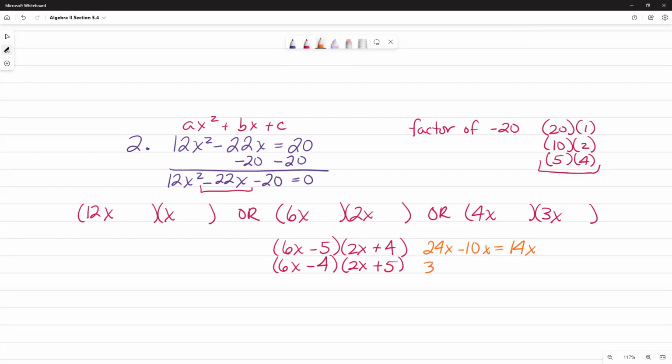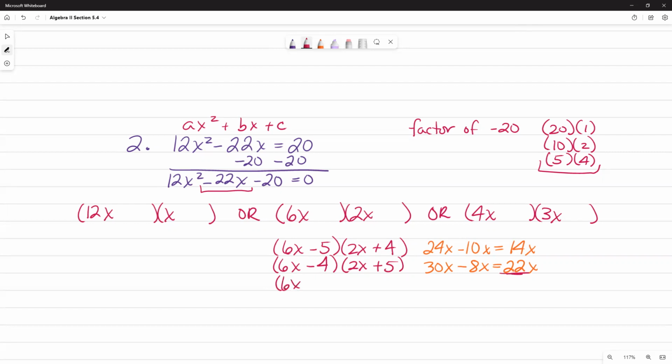Can't be consistent. 30x. And then negative 4 times 2x is negative 8x. And so 30 minus 8, that gives me 22x. However, it gives me a positive 22x. So what I'm going to do is my last, because I'm getting closer, right? I've gotten the right number. It's just not the right sign.